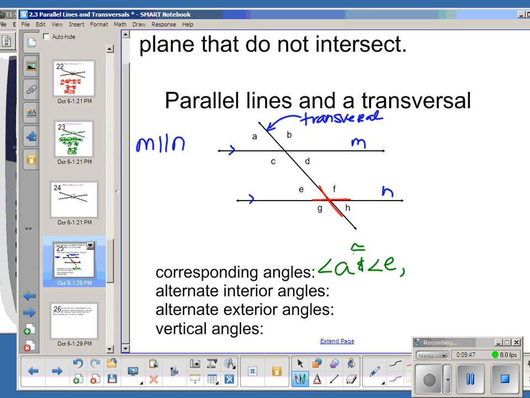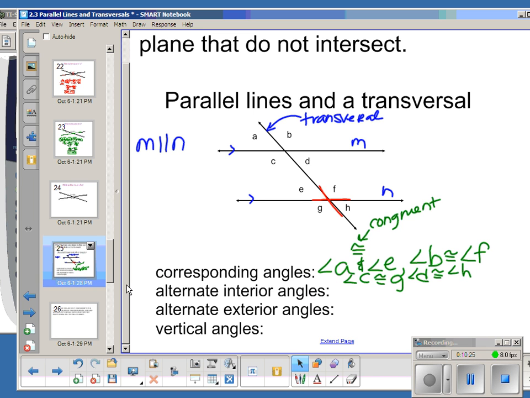That means they are congruent. So that is the congruent symbol. All corresponding angles are congruent. So find another pair of corresponding angles. Angle B and angle F are corresponding. Angle C corresponds with angle G, and D corresponds with angle H. So these four pairs are corresponding angles.